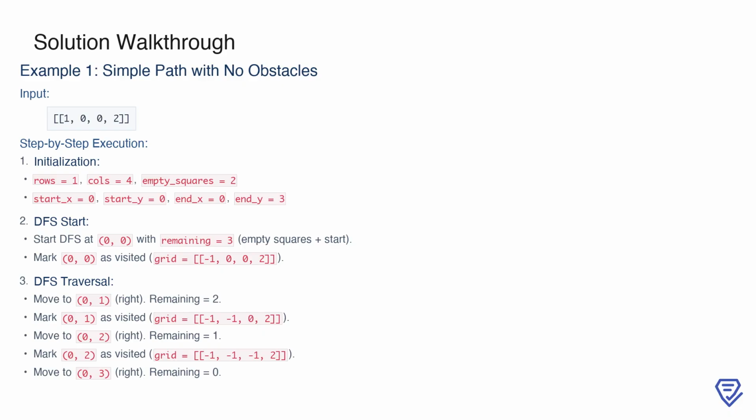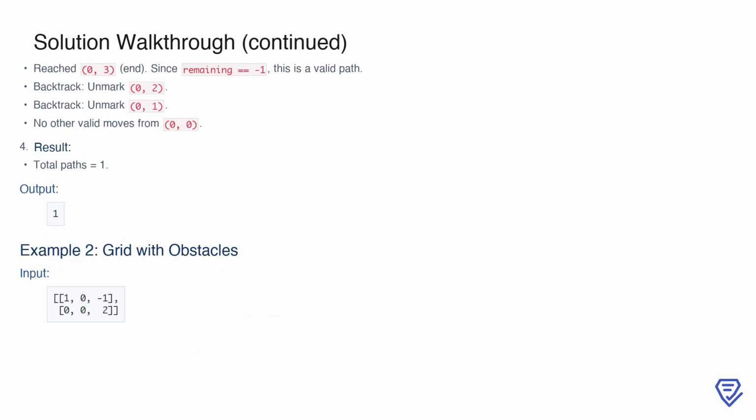Here, we have 3 squares to visit, including the starting point. We mark the start as visited by modifying the grid value to -1 and proceed to explore adjacent cells. Moving right to 0, 1, we decrement the remaining count to 2, mark the square as visited, and continue moving right to 0, 2. From here, we move to 0, 3, the endpoint, with no remaining squares left to visit, making this a valid path. Upon reaching the endpoint, we confirm that all squares have been visited exactly once. This means we have found one unique path.